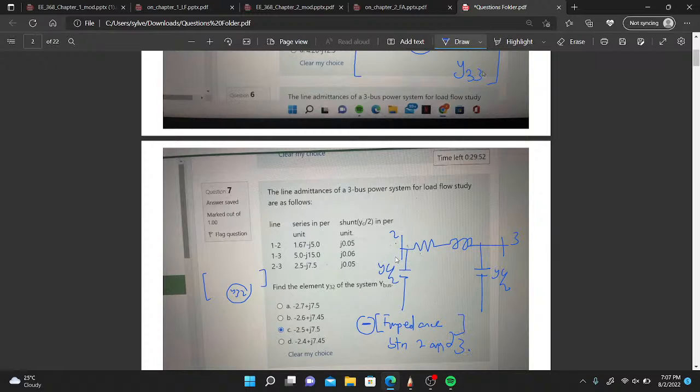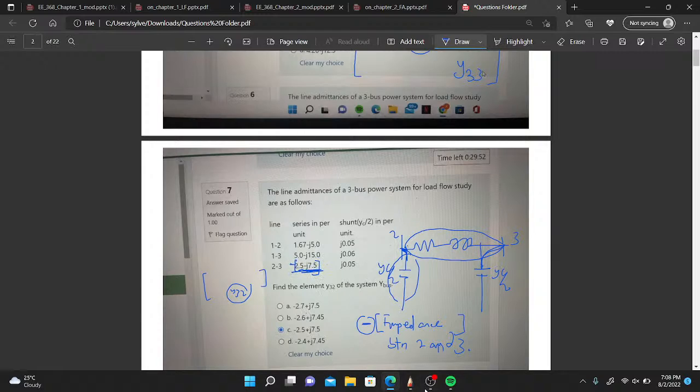So between 2 and 3, I have this impedance here. Now take note, if you're looking at between 2 and 3, you don't add these shunt capacitors. Why? They are connected directly to a node, not between 2 and 3. This one is joined to this node directly, and here it's also joined to this node. So between 2 and 3, all I have is just this. So it means just negate this value here.